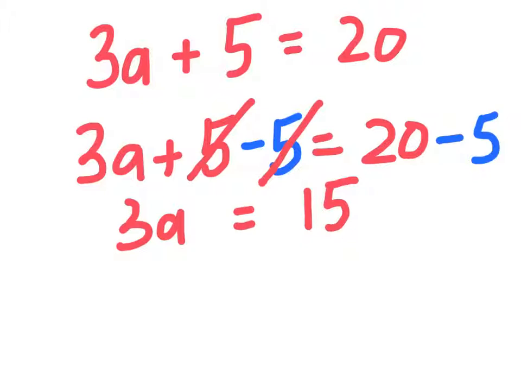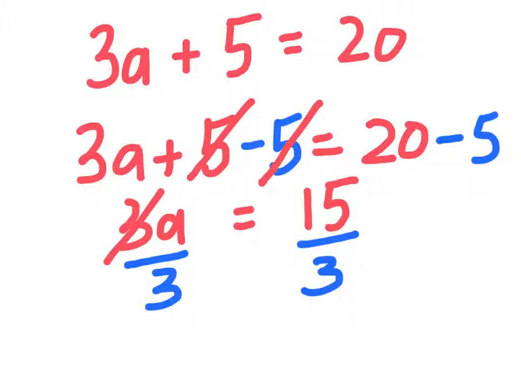The next step, I have 3 multiplied by a equals 15. The inverse of multiplying by 3 is dividing, so I will divide by 3. So this one here will cancel out. 3 divided by 3. I have a, and it is equal to 15 divided by 3 is 5.